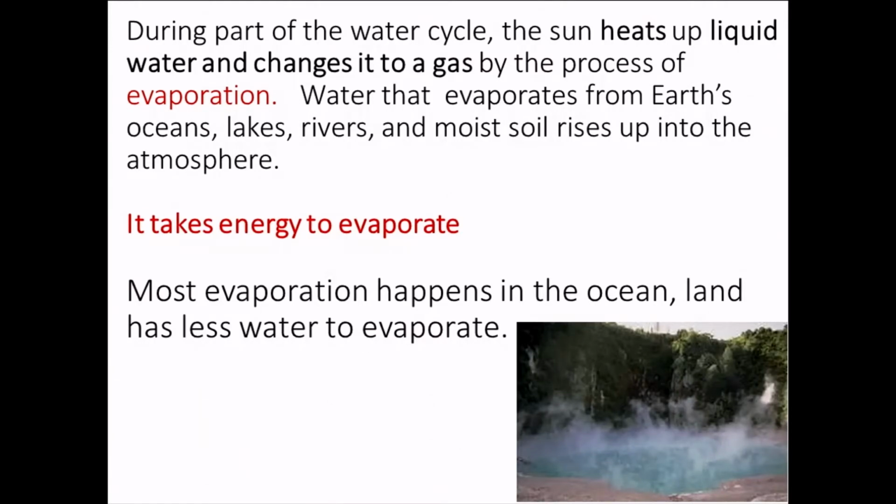It does, however, take energy to evaporate. So water will evaporate faster in warm climates and faster where the sun is striking it directly. Evaporation will happen slower in cold climates, but wherever there is liquid water, it will evaporate eventually. Most evaporation happens in the ocean because that's where most water is on Earth.